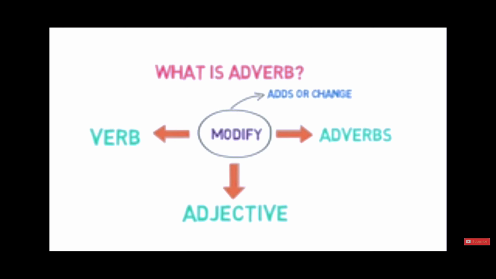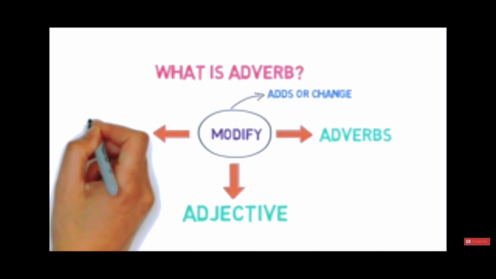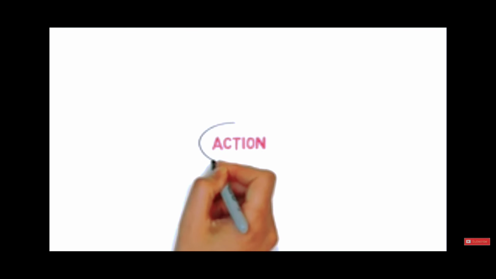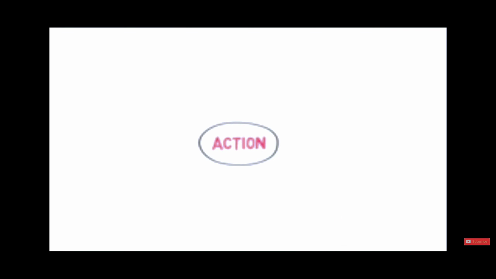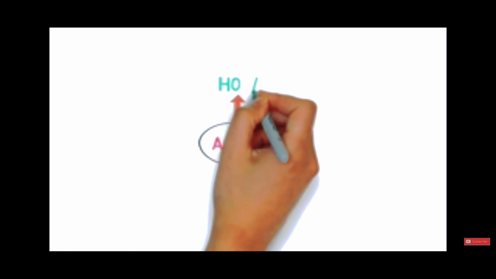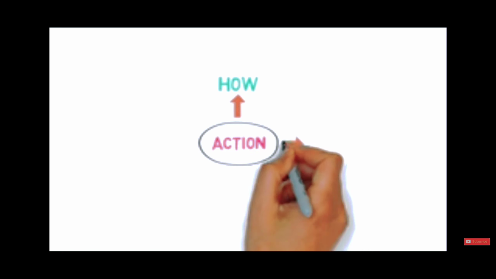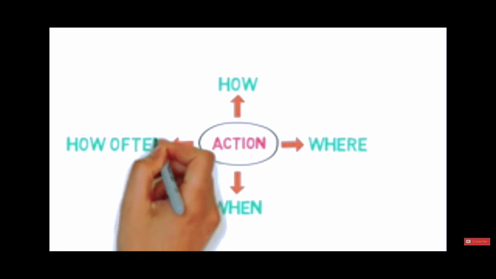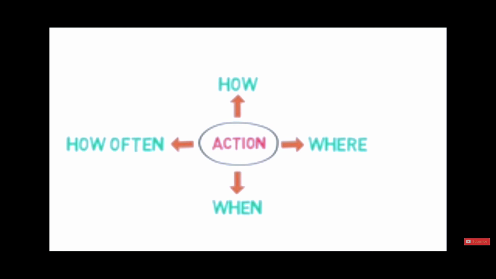So let's see how an adverb can change the meaning of a verb in a sentence. So let us see it with an example. There are 4 ways that an adverb modifies an action or verb in a sentence. Firstly, how an action is performed. Secondly, where the action is performed. Third, when the action is performed. And fourth, how often the action which we have been talking about is performed. Now, let's see some examples of each.